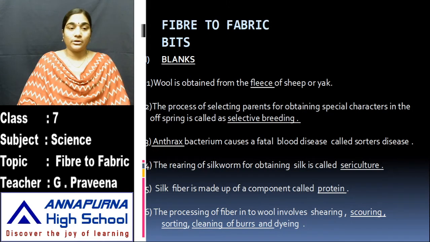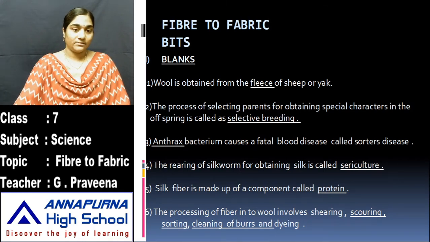And after scouring, the fibers have to be sorted based on their texture. So the third process is known as sorting. Then it involves the cleaning of burrs. The fluffy fibers are removed from the wool, so it is known as cleaning of burrs. And these fibers which are obtained have to be dyed with different colors. So the different processes involve shearing, scouring, sorting, cleaning of burrs and dyeing.